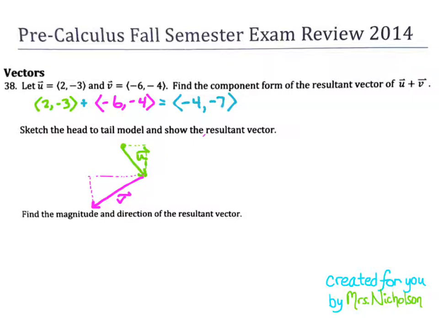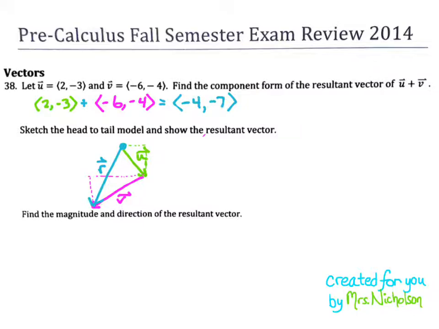Now notice I started vector v where vector u ended. So whenever we're adding two vectors, we draw one vector, and then where the first vector ends, that's where the next vector begins. Now the resultant vector is going to begin where our first vector began, and it's going to end where the second vector ended. So that would be our resultant vector r.